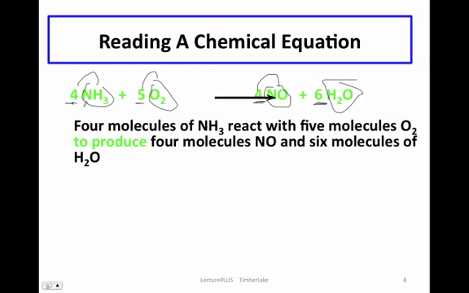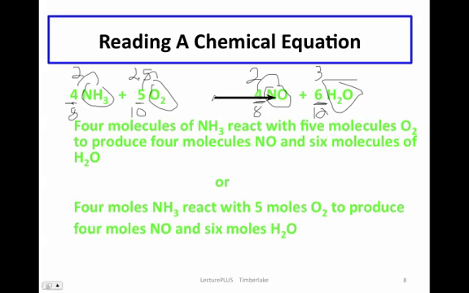So let's say instead of 4, we had 8 molecules of ammonia. How many molecules of oxygen would be needed? 10. How many of nitrogen monoxide? 8. And how many of water? 12. Or let's say we had 2 molecules of ammonia. That would be 2.5 molecules of oxygen, 2 molecules of nitrogen monoxide, and 3 molecules of water. So these proportions work.